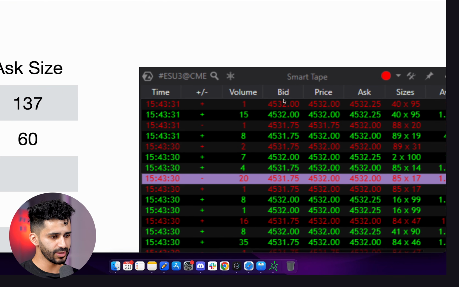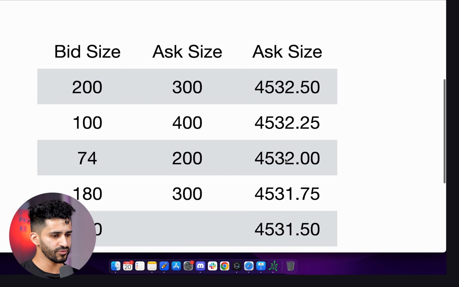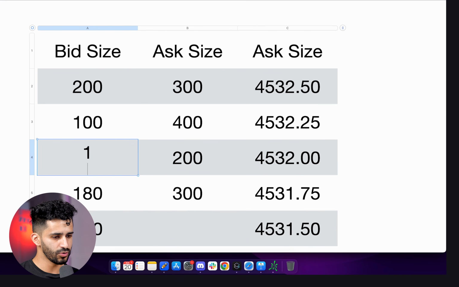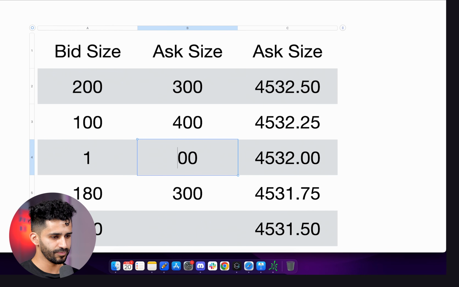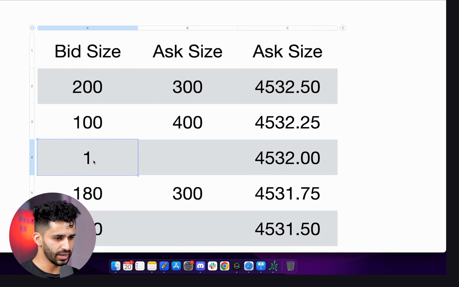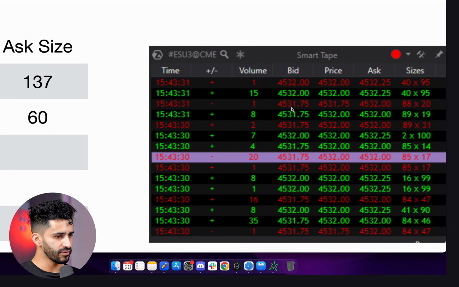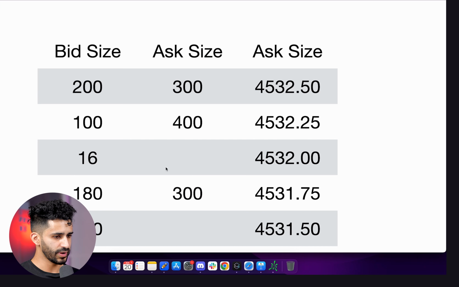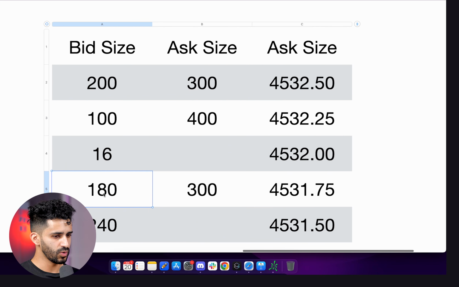So if we take this example, 45.32, this got filled on the bid. So at 45.32, we would have so far one order here and nothing on the other side. If we keep going down this list, 15 got filled on the bid, so now we put another 15 here. We have 16 total now. If we go to 45.3175, we hit the bid, one at the bid. So at 45.31, we now have one at the bid.